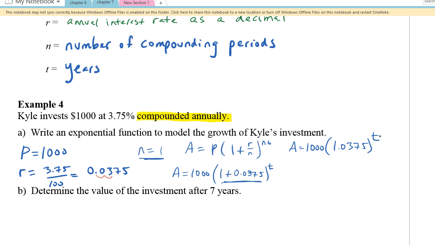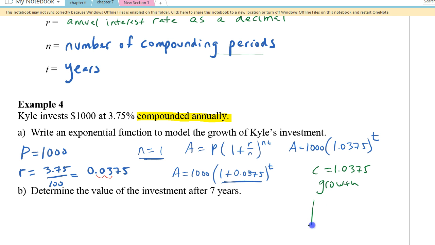So looking at this through the lens of our exponential functions, you'll recognize that c is equal to 1.0375. So every year, or I should say every interest period, which happens to be every compounded period, our amount is being multiplied by 1.0375. So it is a growth. It's just barely over 1. It's going to grow, but it's not going to grow that quickly.